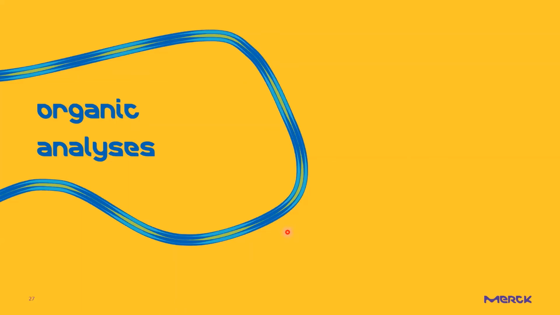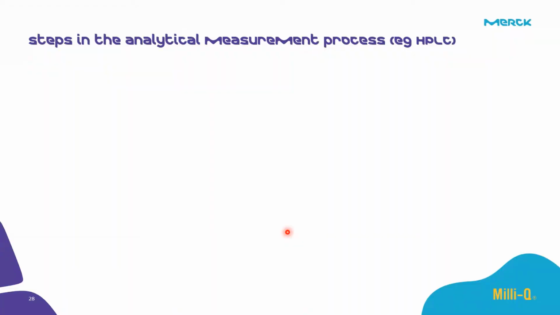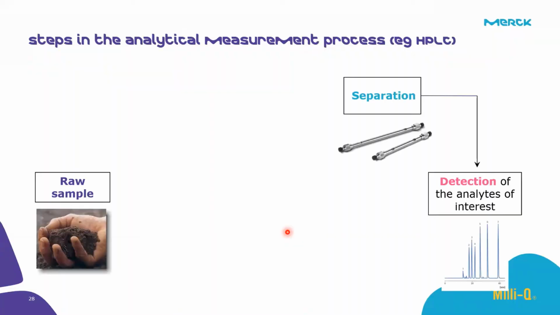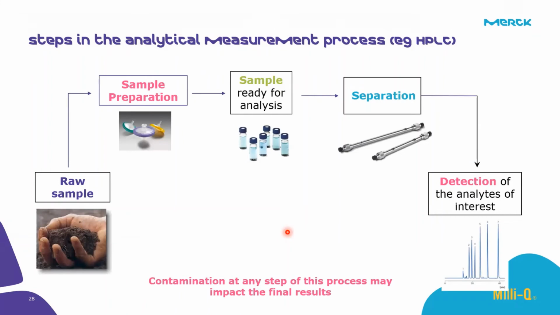I just want to highlight two very important applications just before I finish. And that is the organic analysis. And here we are talking about the HPLC. This is the workflow from sample all the way to results. So any contamination in any of these steps may impact the final results. Water is, of course, used in the sample preparation and in the mobile phase, so very critical.